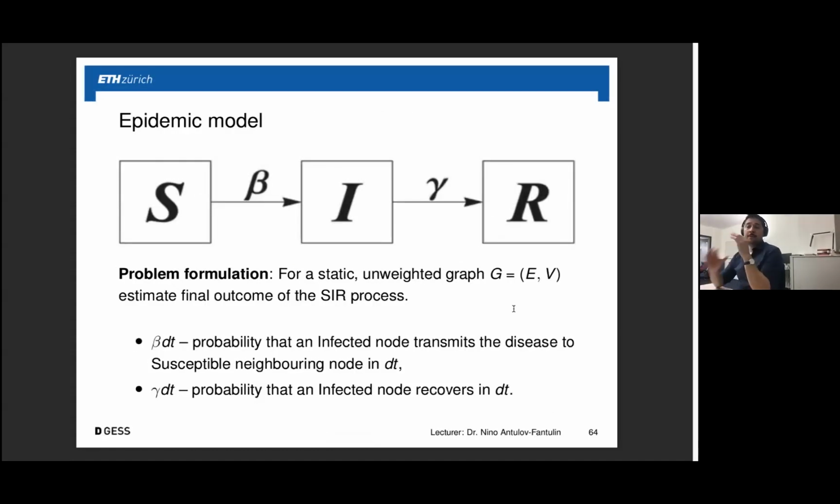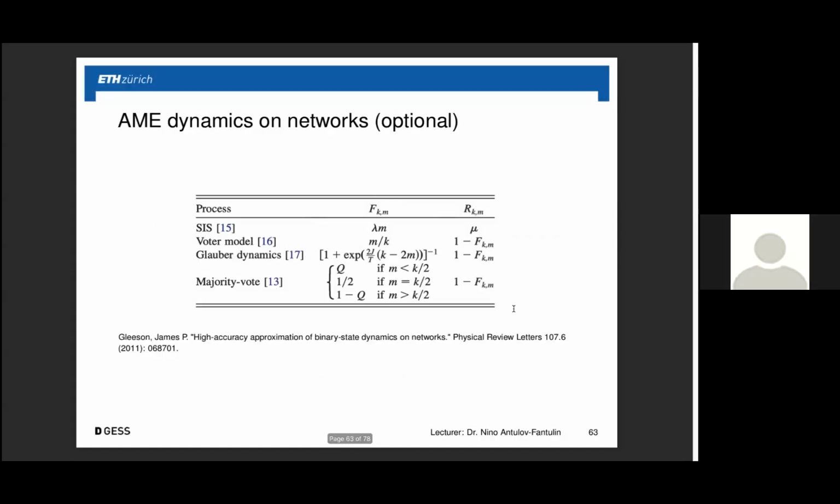And finally, for the students that want, I'm sorry to interrupt. Yes, please. Can you please explain what K and M is in the previous?